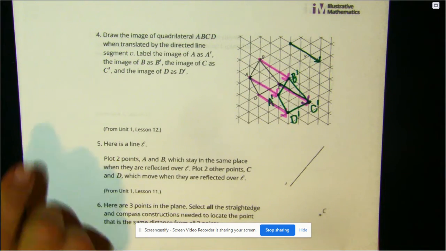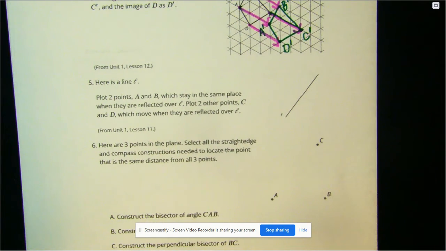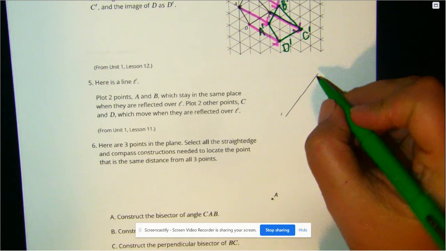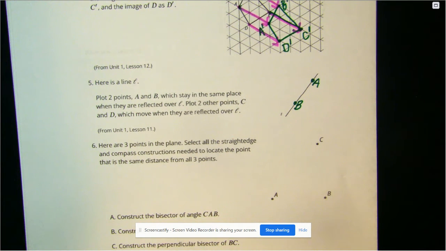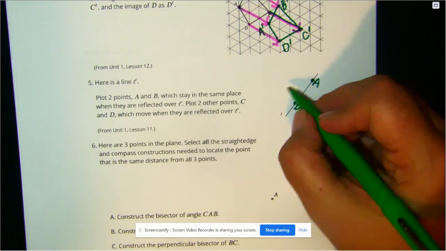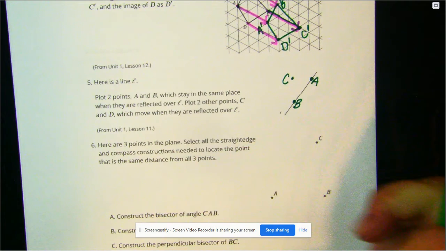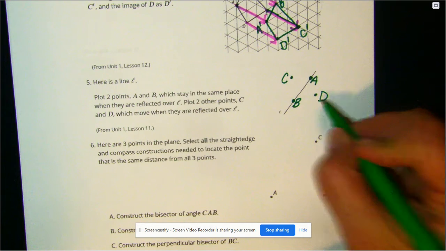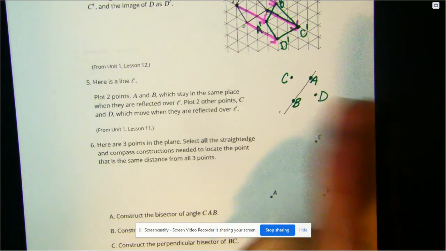Number 5, here's a line L. Plot 2 points A and B which stay in the same place when they are reflected over L. Well, if I'm going to reflect something over L, the only way it's not going to move is if it's on the line. A and B. Plot 2 points C and D which move. Well, if I put a point over here, C, and I reflect it over this line, it's going to land over here. As long as the points aren't on the line, they're going to move. Here's D. If I reflect across this line, that D is going to end up over there.